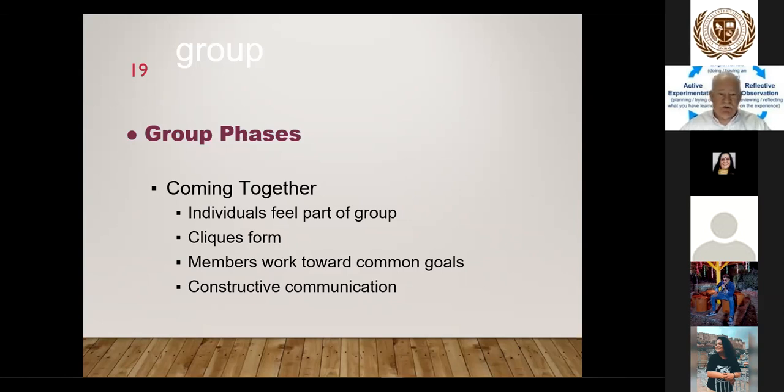And then the last part of this phase of the groups is constructive communication. At this point, your group begins to open up, share, talk, ask questions, and even begin to work together and help each other by making constructive comments and criticisms, as well as, hey, that's a good job, and so on. So this is the second phase of the groups.